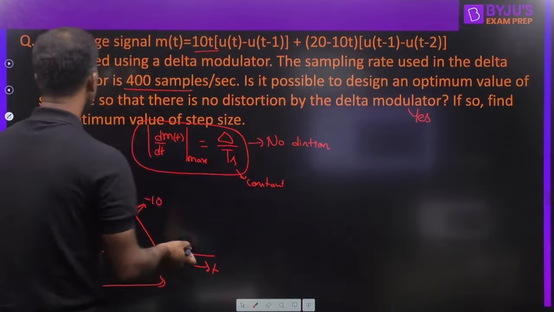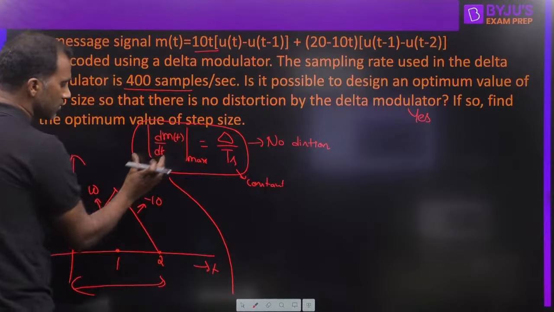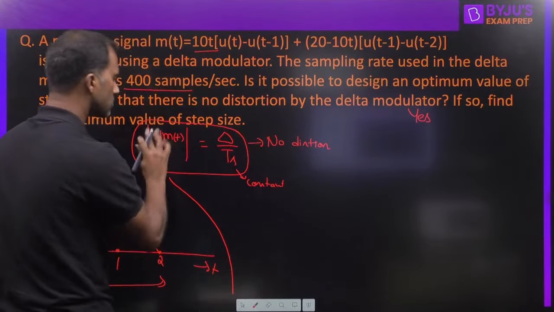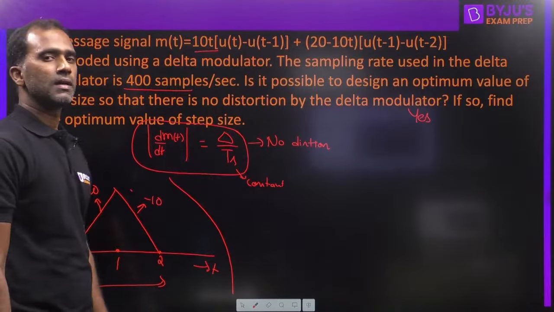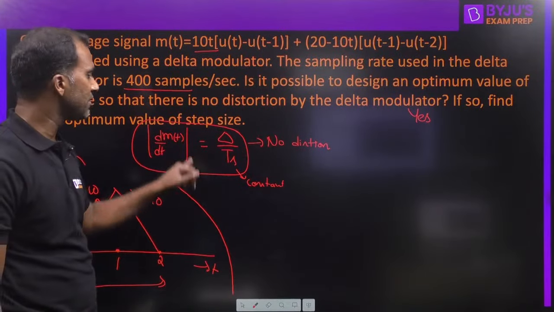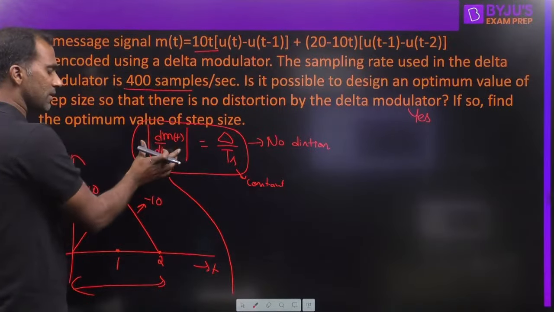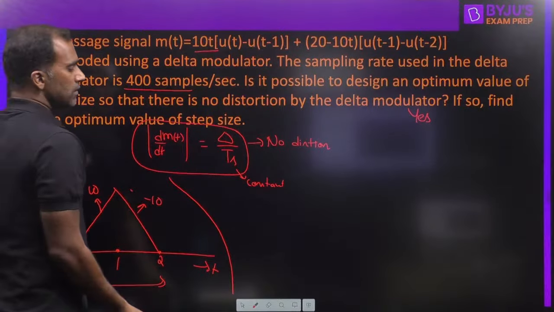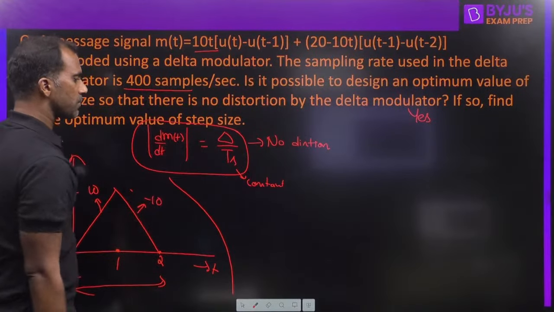Right, they're asking us to find the optimum value of step size. So let us substitute this. What is the magnitude of slope? Sorry, it's my mistake here. It's not maximum magnitude of slope, it is just magnitude of slope. That maximum we use only for having no slope overload distortion. But here the maximum or the constant magnitude, both are the same, because we are expecting a signal to have constant magnitude. So the condition for no distortion is magnitude of slope should be equal to delta by Ts, not maximum magnitude of slope.